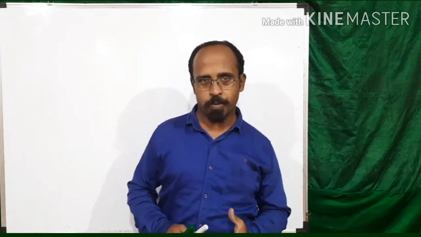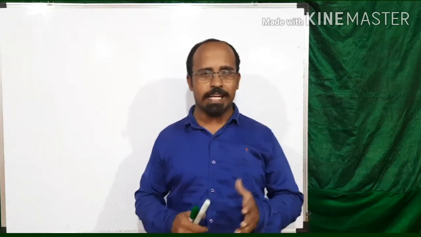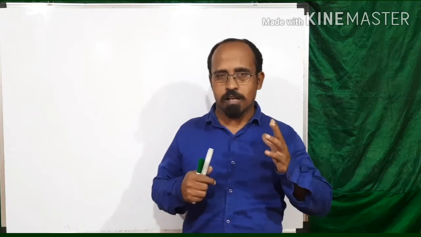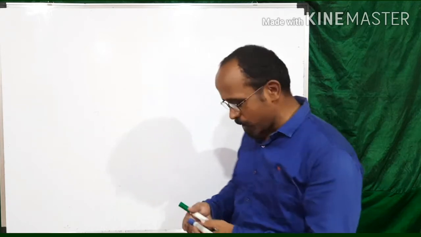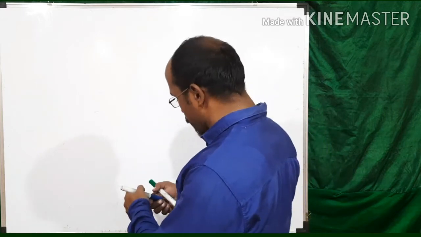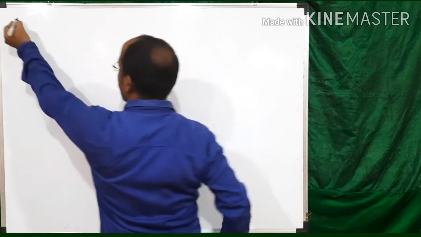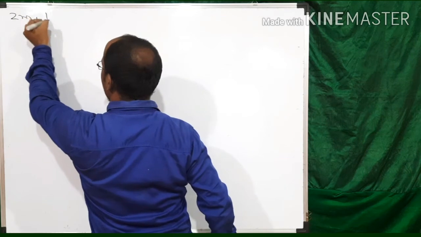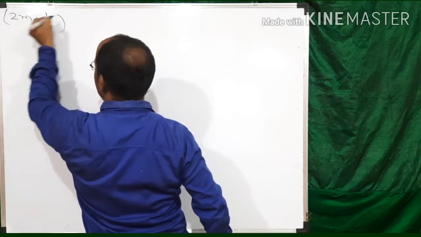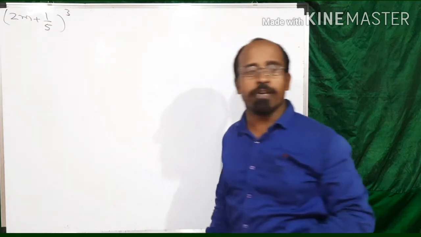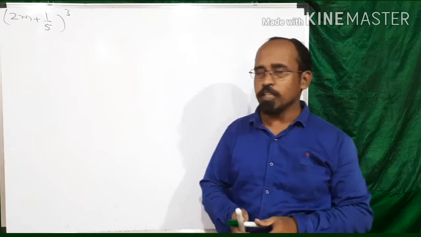Welcome to mathematics. Friends, in this video, we are going to solve question number 7 of practice set 5.2 of standard 8 of Maharashtra State Board. So, let's go. The question is (2m + 1/5)³. Both of the terms in the bracket are positive, so we can use the formula of (a + b)³.